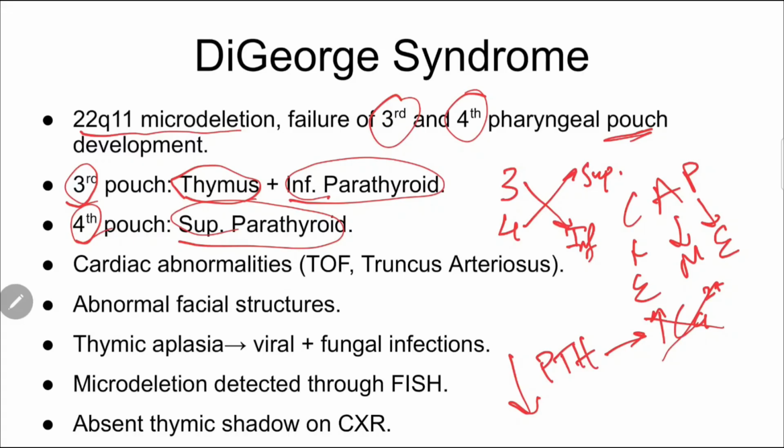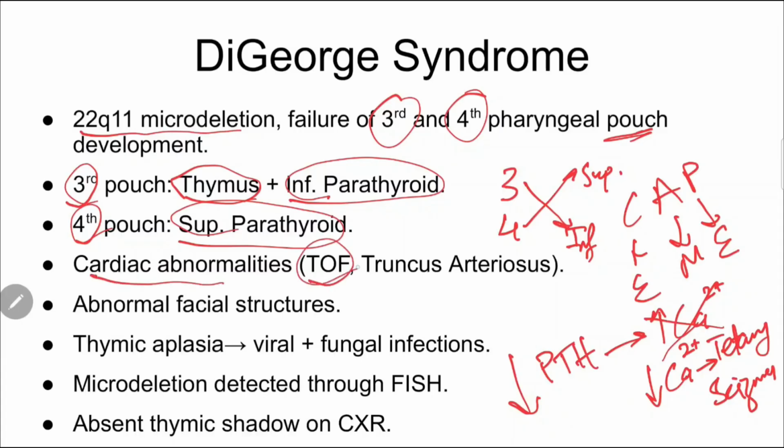And remember one thing, that in hypocalcemia patients, we always see what is known as tetany, right? So stiff muscles, right? And seizures. So these are some of the common signs of hypocalcemia. Okay, so other clinical features that you see are cardiac abnormalities such as TOF, which is tetralogy of Fallot, and truncus arteriosus.